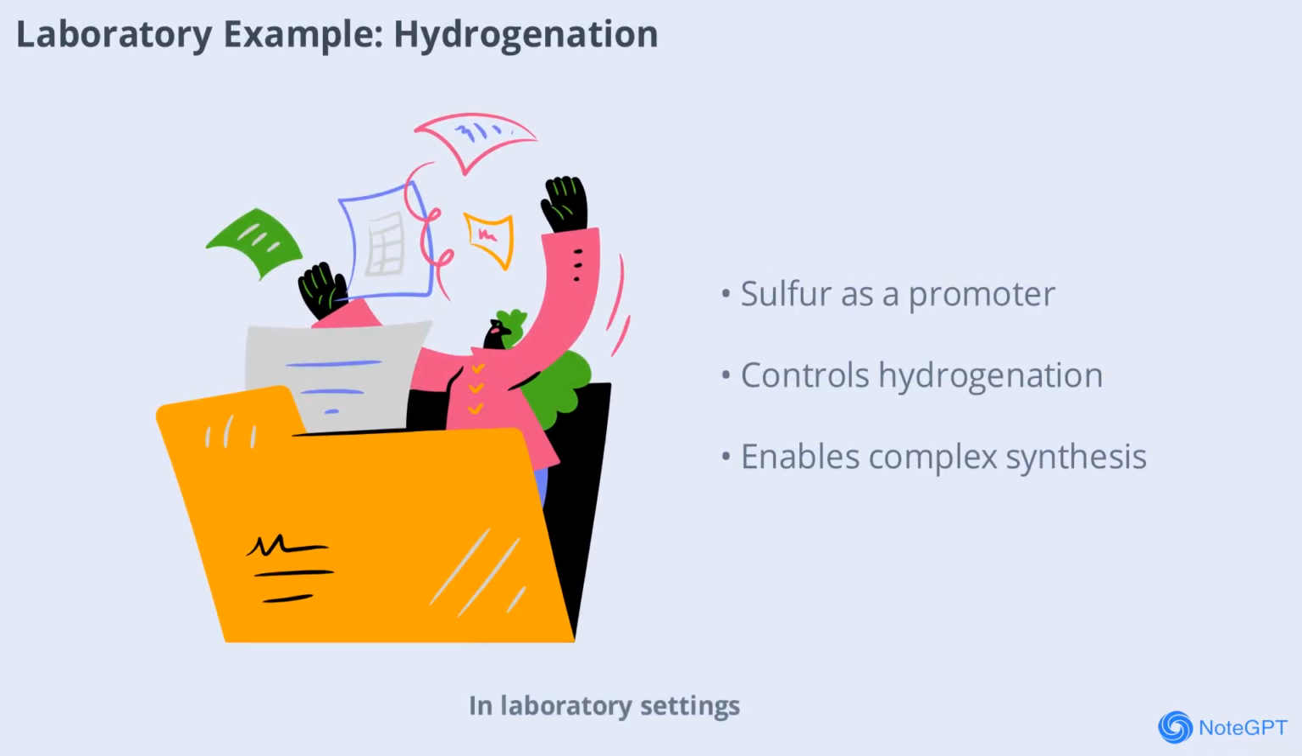In laboratory settings, promoters are often used to improve the selectivity of hydrogenation reactions. For instance, adding a small amount of sulfur as a promoter can help produce specific products by inhibiting unwanted side reactions. This level of control is essential for synthesizing complex molecules in research and pharmaceutical development.